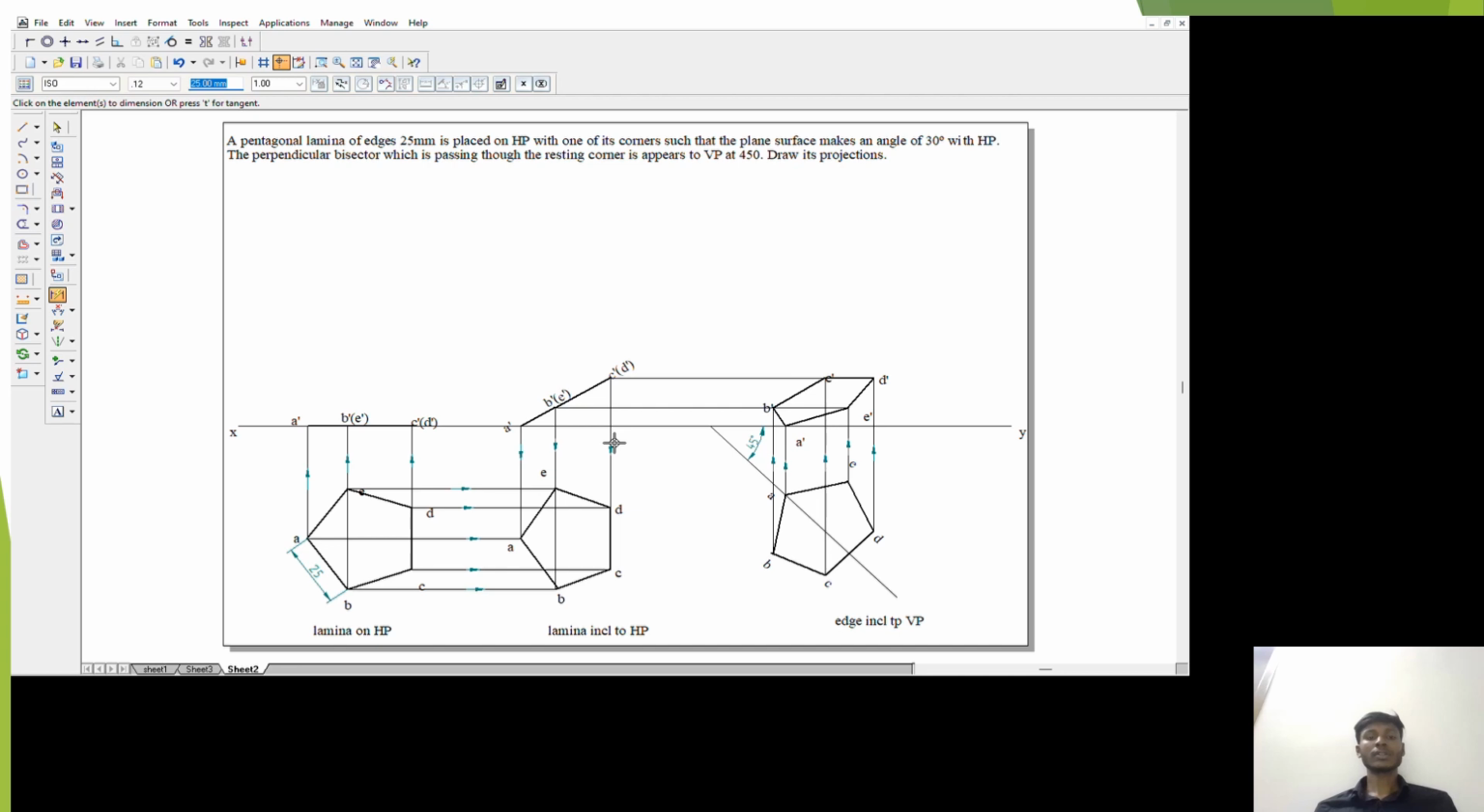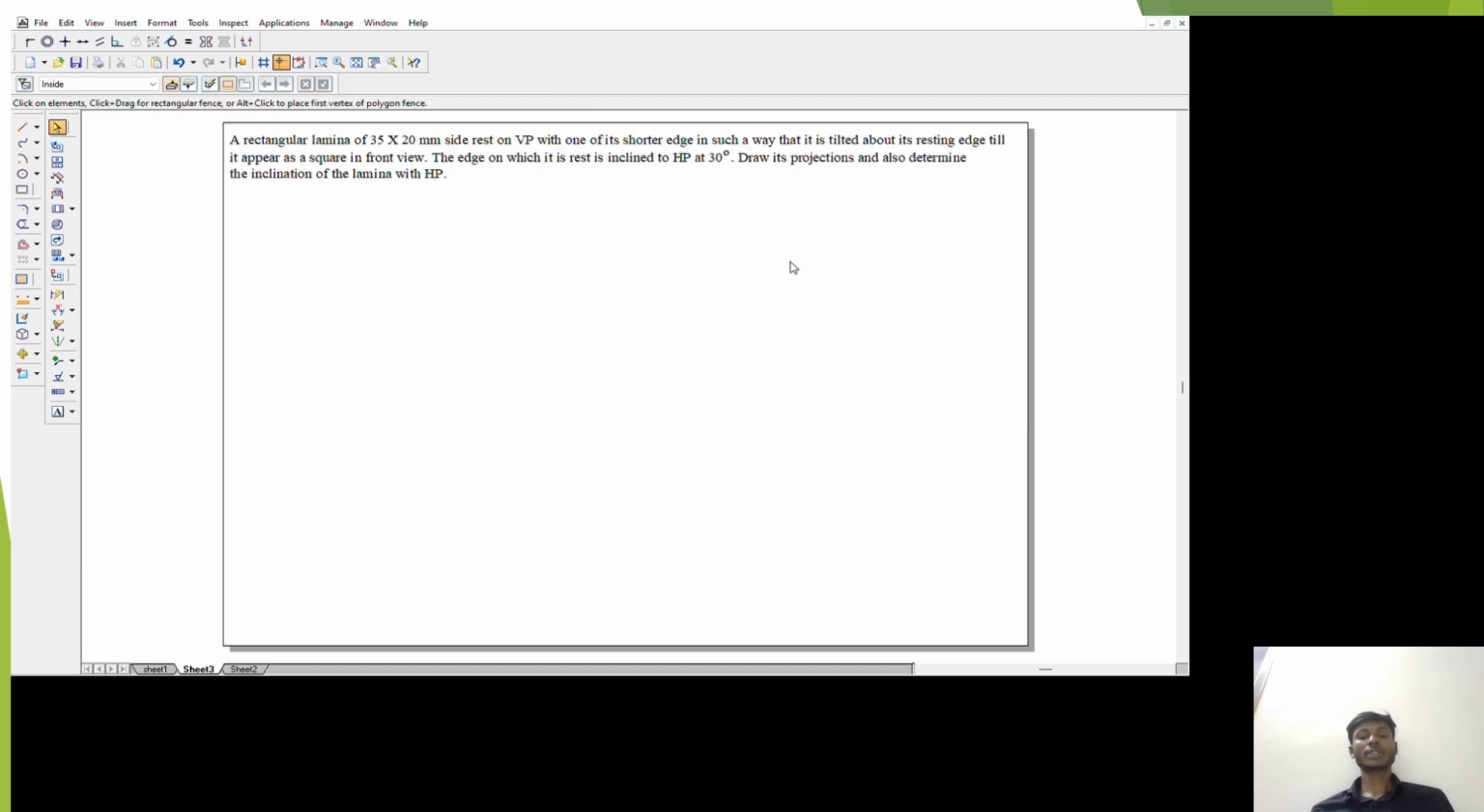Then take the resting corner, which appears to VP at 45 degrees. Then take 45 degrees and place the pentagon on the 45 degree line. Then draw its projection upwards, and draw projections A to A dash, B to B dash, C to C dash, D to D dash and E to E dash. Then join all the points A dash, B dash, C dash and D dash. Then we will get the top view.